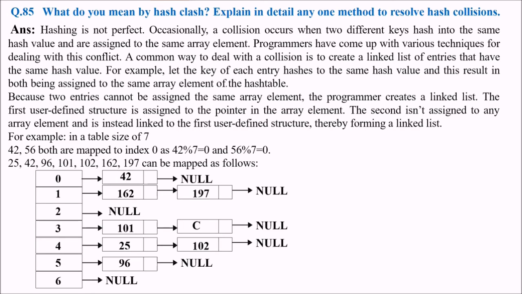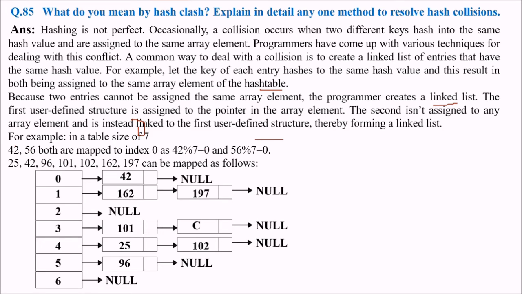For example, let the key of each entry hash to the same hash value, and this results in both being assigned to the same array element on the hash table. Because two entries cannot be assigned to the same array element, the programmer creates a linked list. The first user defined structure is assigned to the pointer in the array element. The second isn't assigned to any array element and is instead linked to the first user defined structure, thereby forming a linked list.